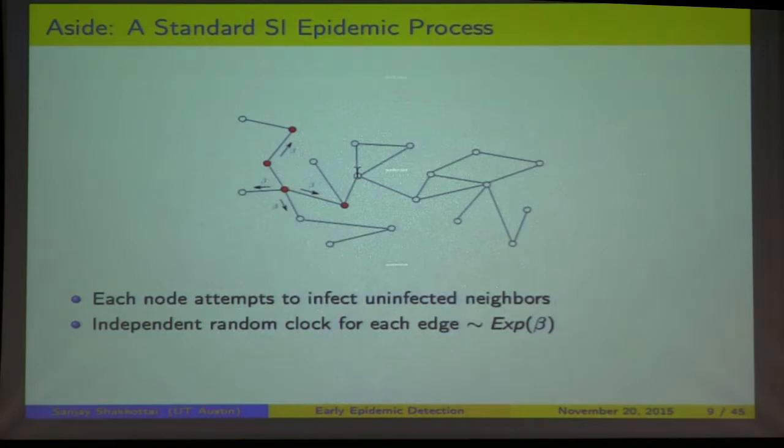Okay, so this is a standard process. It's called the susceptible-infected epidemic process. And the question is: is there an SI process overlaid over a graph of Poisson strings? That's the real question.